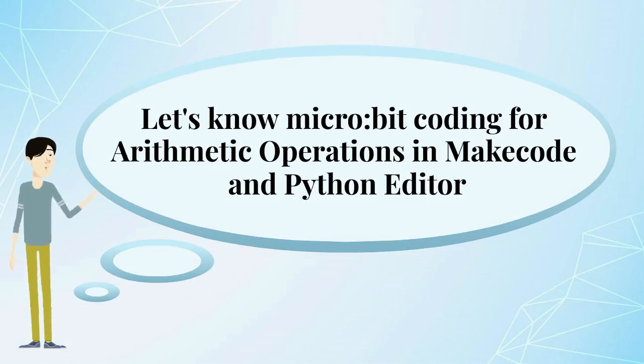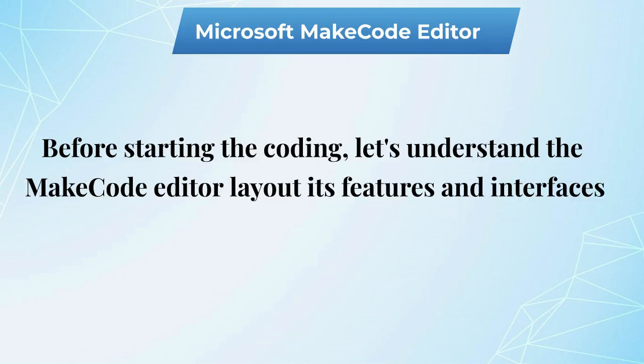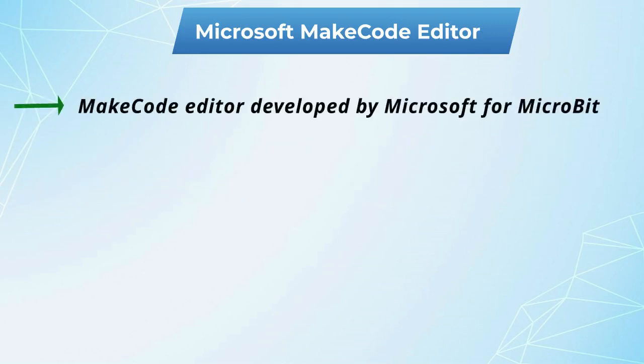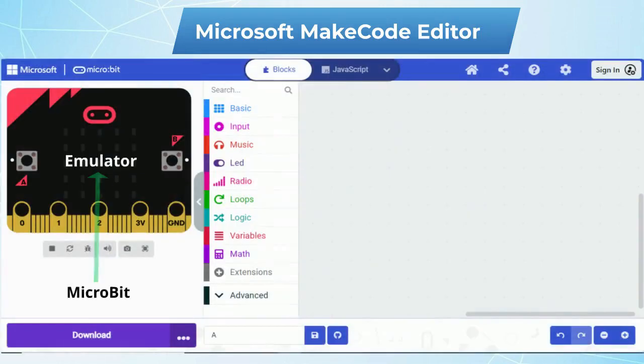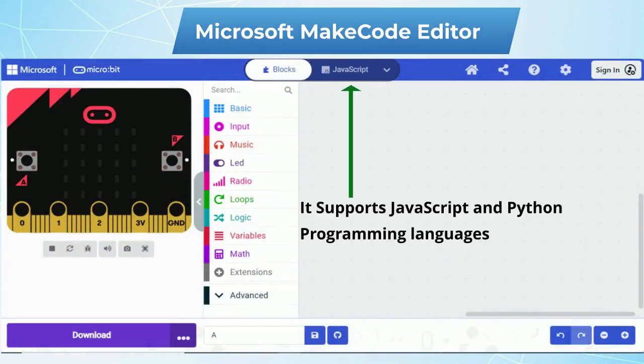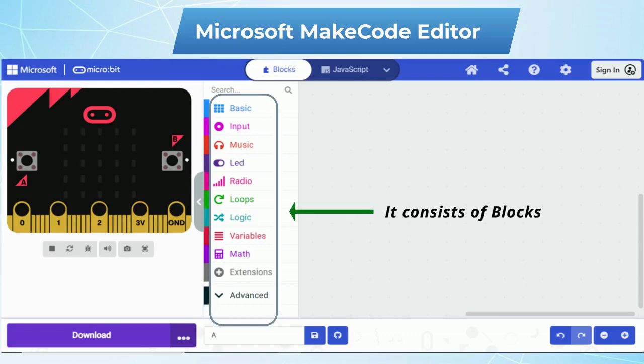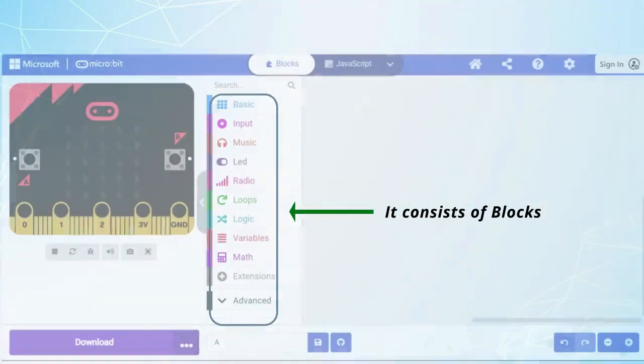Let's know microbit coding for arithmetic operations in MakeCode and Python Editor. Microsoft MakeCode Editor. Before starting the coding, let's understand the MakeCode Editor layout, its features, and interfaces. MakeCode Editor is developed by Microsoft for microbit. It has an emulator at the left side and a code editing window at the right side. It supports JavaScript and Python programming languages. It consists of blocks, and blocks contain built-in functions.